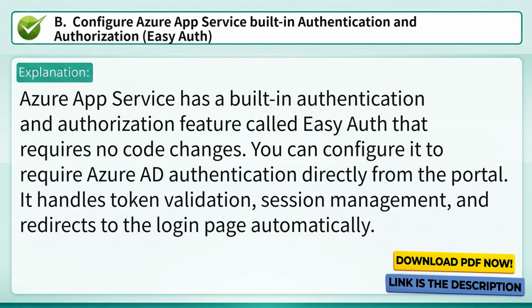Correct answer: B. Configure Azure App Service built-in authentication and authorization, EasyAuth. Explanation: Azure App Service has a built-in authentication and authorization feature called EasyAuth that requires no code changes. You can configure it to require Azure AD authentication directly from the portal. It handles token validation, session management, and redirects to the login page automatically.